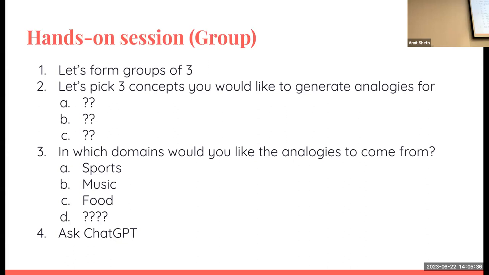Try to do it with domains this time. Restrict it to domains and see whether it's better. You can decide on one topic together and pick one domain. If you're interested in food, like the earth structure analogies we had, the candy and the peach, all of that was from the food domain. Maybe we could find something in the sports domain.